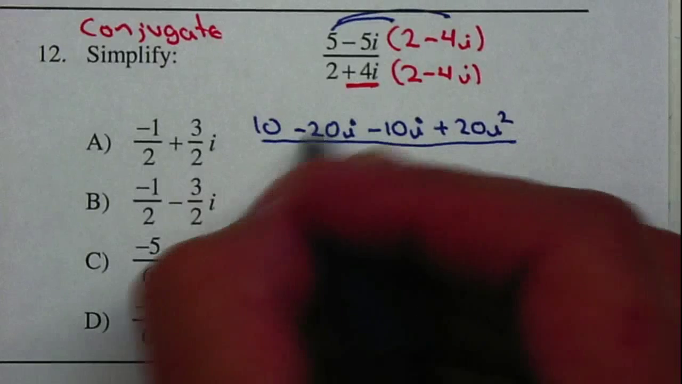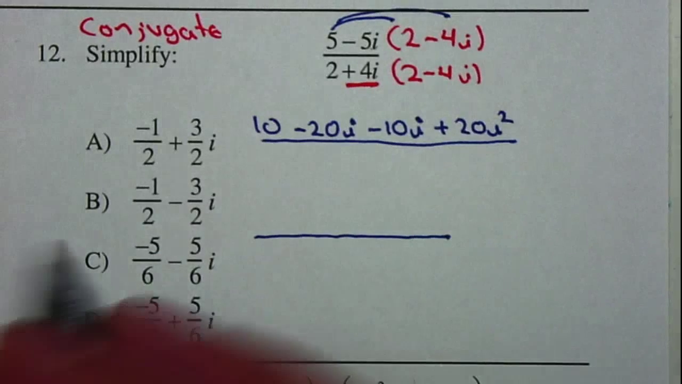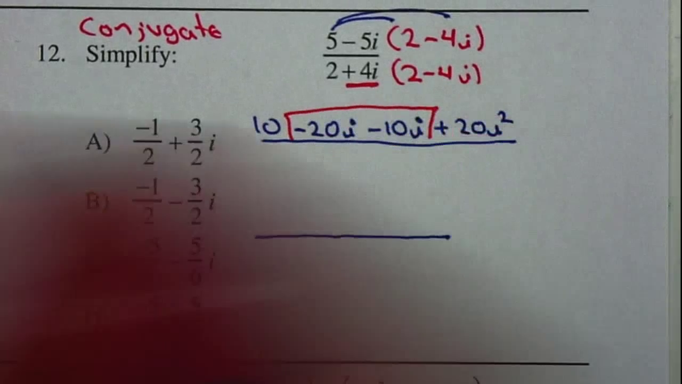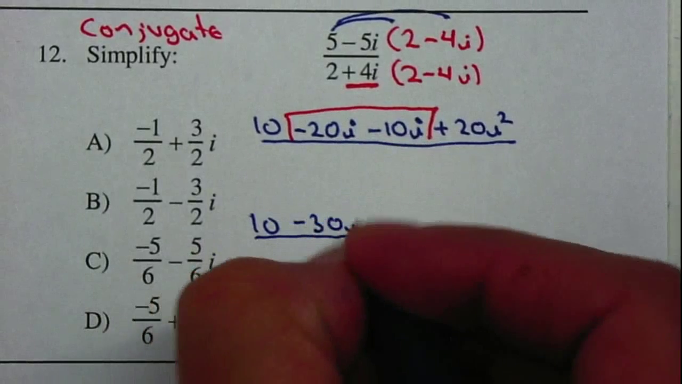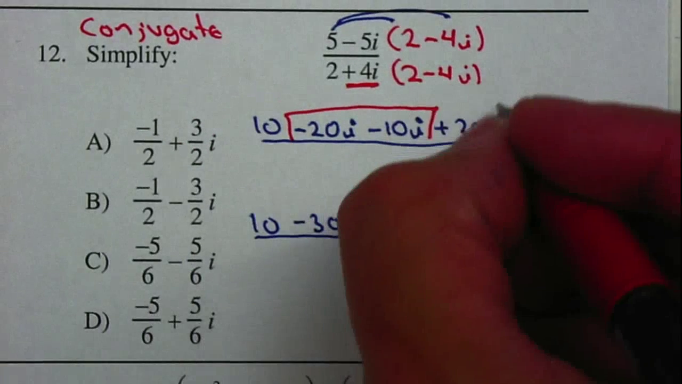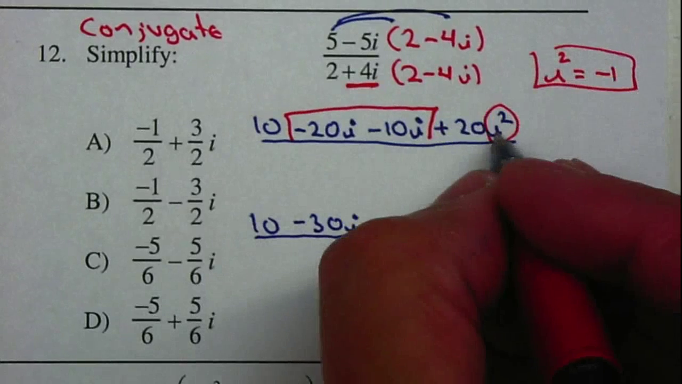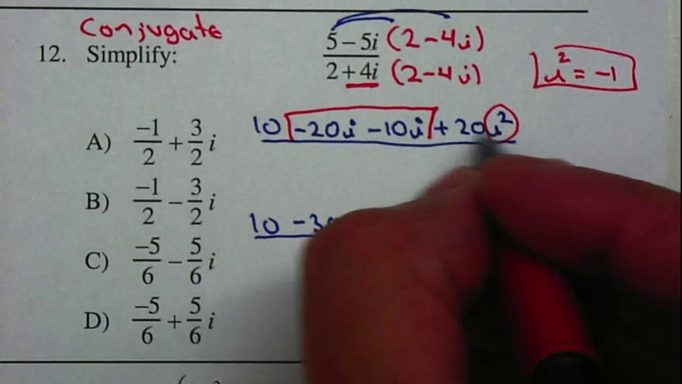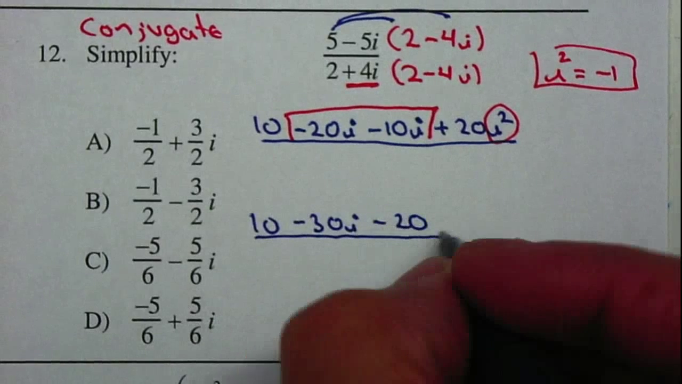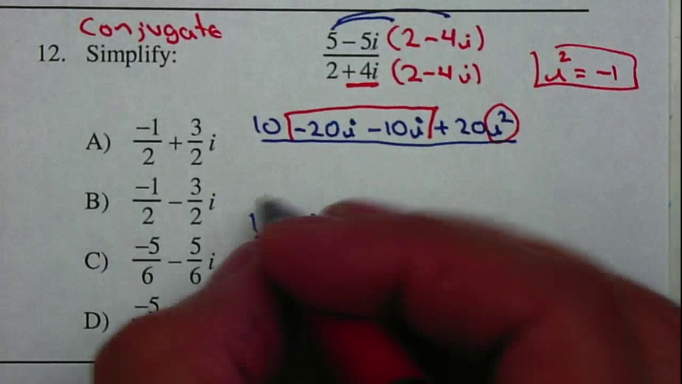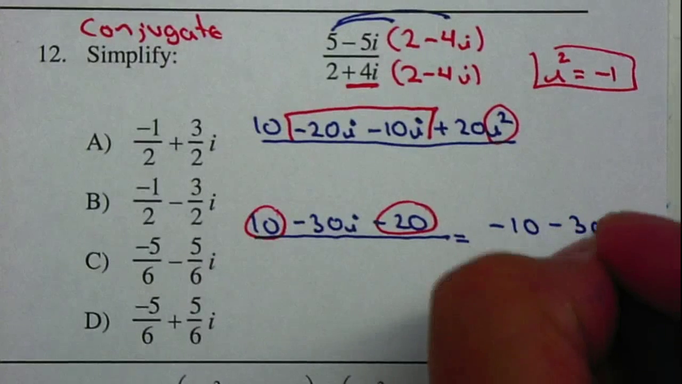Let's go and simplify my numerator still. So I'm working still with the top section. You are going to be combining the like terms. So I have negative 10i and negative 20i, which gives you a negative 30i. And I remember that i squared is equal to negative 1. So negative 1 times 20 gives me a negative 20. I'm going to combine my like terms. So 10 minus 20 gives me a negative 10 minus 30i.